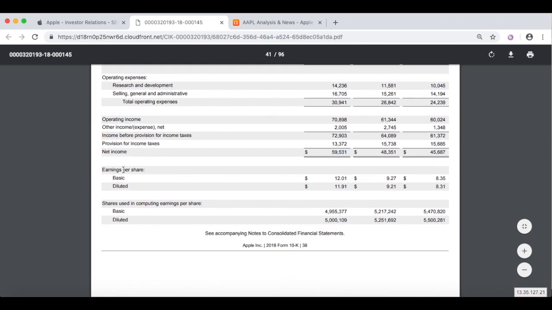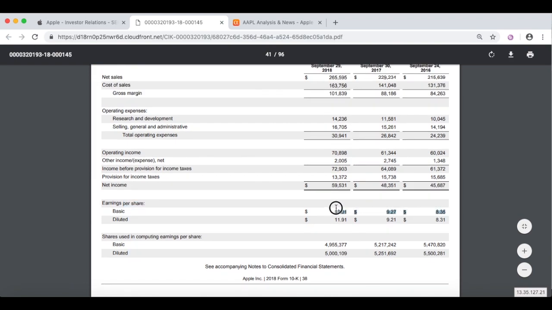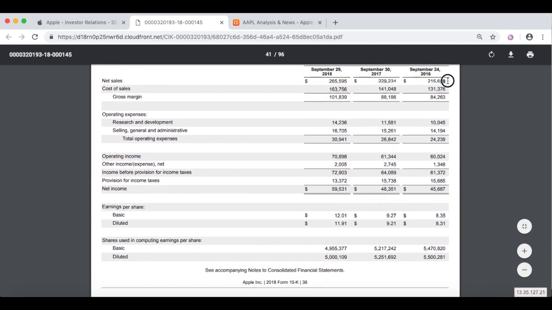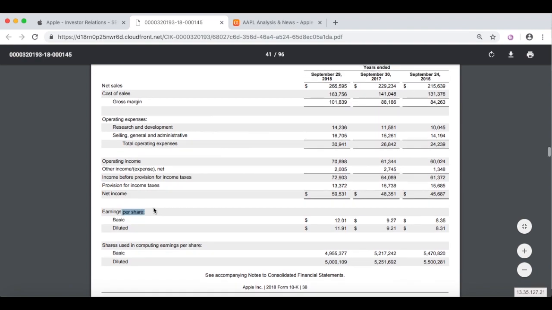Earnings per share, again, we went over this. They're reducing their share count, so naturally this number is going to go up, even if these numbers are trending up. So it's kind of a double whammy. You're like, oh, wow, earnings per share has gone up $4 a share. Well, a little bit of it's due to sales, but more of it really is the reduction of the share count.